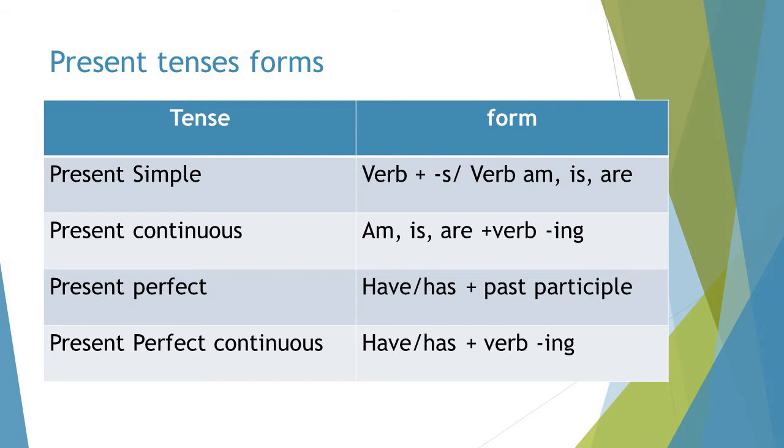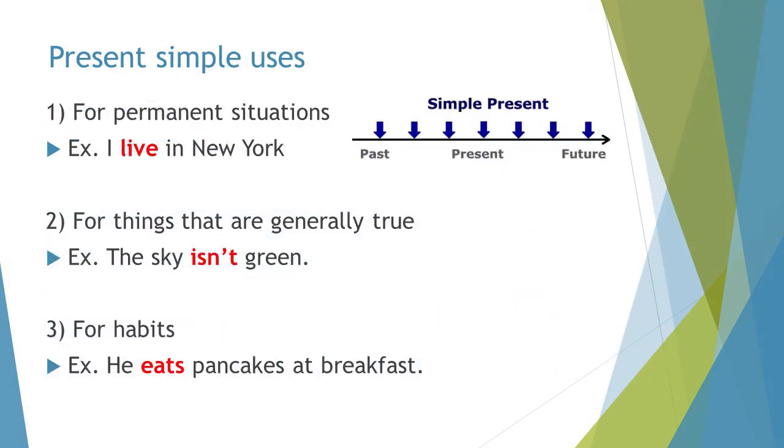While in a present perfect, we use has when we are referring to one person, and have when we are referring to more than one, plus past participle. When we are talking about an action in a present perfect continuous, we use has or have plus the verb with ing. When do we use present simple? 8 uses for present simple are provided in this video.